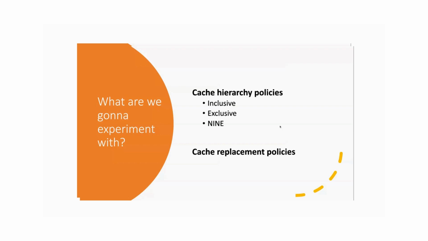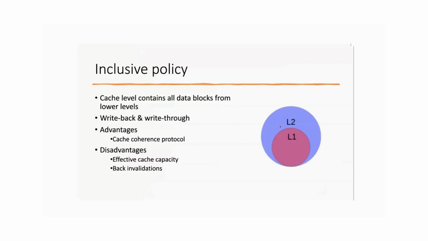A cache level is related to the previous or the next level depending on which data blocks each level contains. Here by lower I mean L1 is lower to L2 and L2 is lower to LLC. Each cache level can use a different inclusion policy. For example, L3 can be exclusive of L2 while L2 is inclusive of L1. First, we'll go through the inclusive policy.